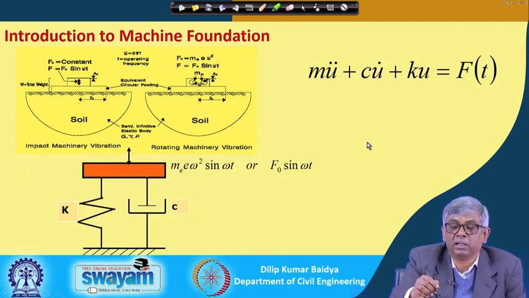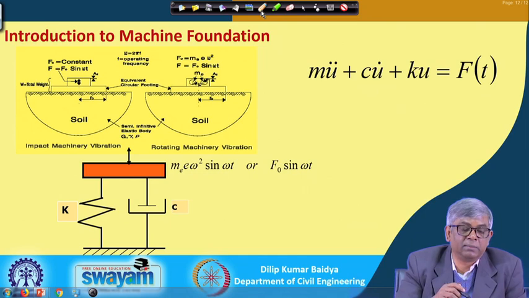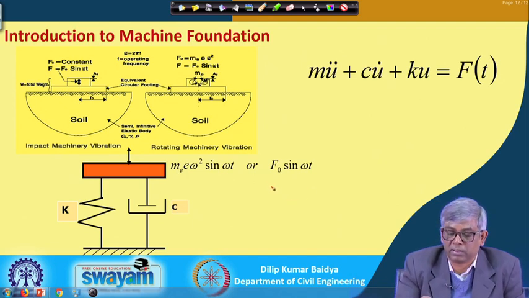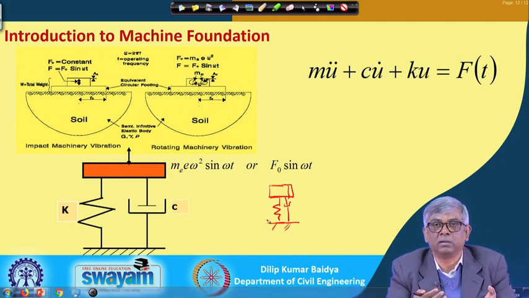Now, typically I have discussed vibration theory and all. Typically for a machine foundation, we have shown only one mass and one spring, and if necessary sometimes we have given one dashpot. But how will it be related to the foundation resting on the soil?